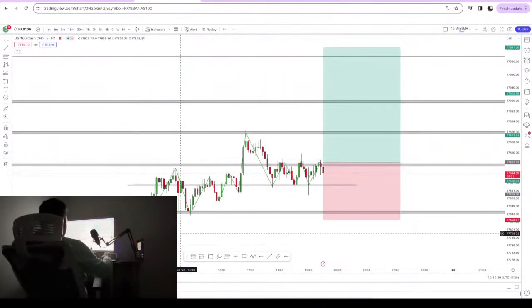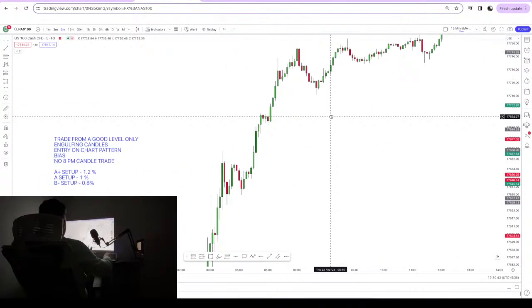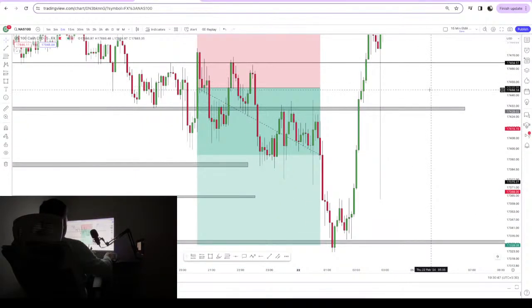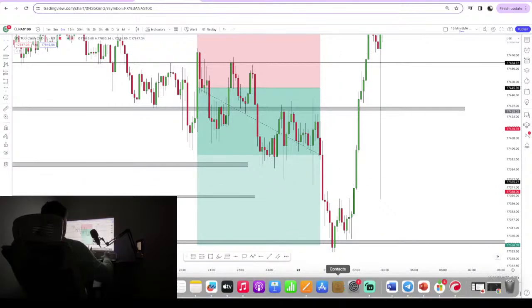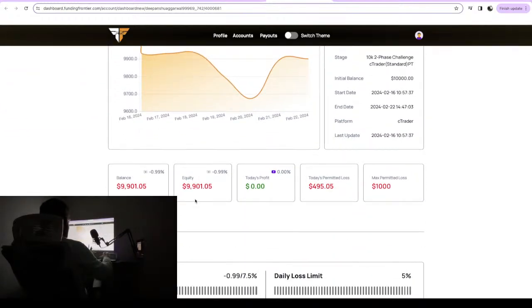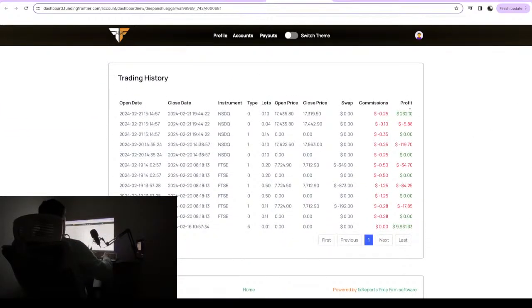I forgot to do the quick recap which we did yesterday. Let's do the quick recap. This was the trade which we took yesterday. It beautifully came down to the target and we booked around $232 in profit, and now our dashboard stands at $9,901, right?